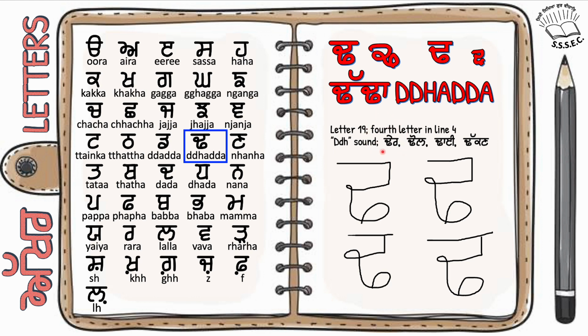So some words beginning with da are ਢੇਰ. ਢੇਰ is like a heap or a lot of something. There's a pile or a heap of something. Well, there's a lot of items.